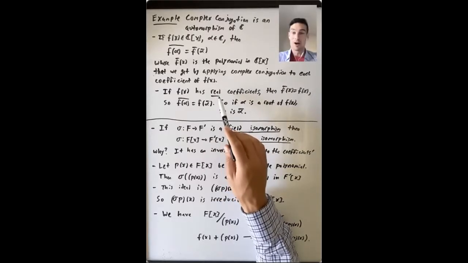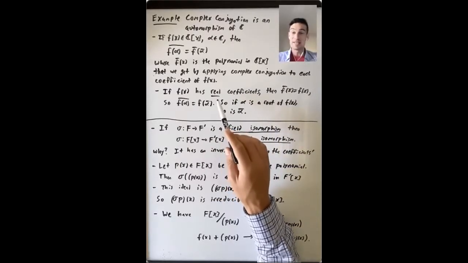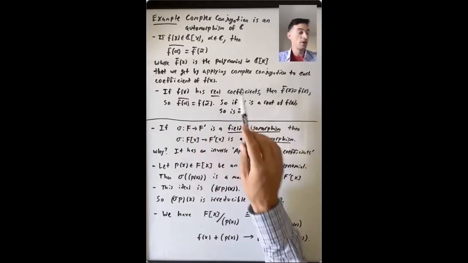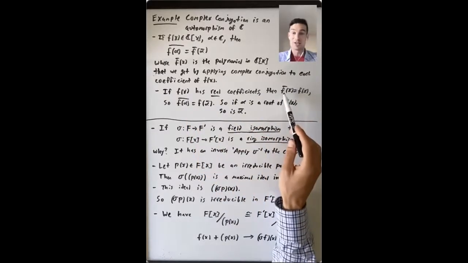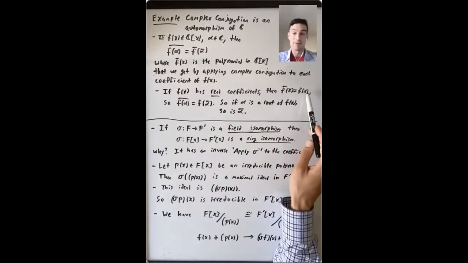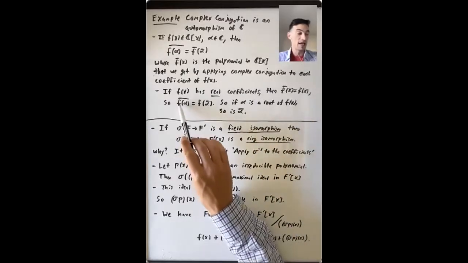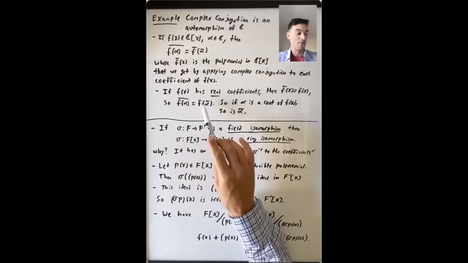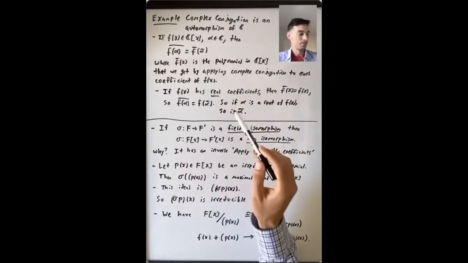What's special about R is these are the elements in C that are fixed by complex conjugation. So if f of x has real coefficients, that means that the conjugate of f is the same as f. So in particular, if you take f of alpha and take the complex conjugate, that's the same as if you take f of alpha conjugate.